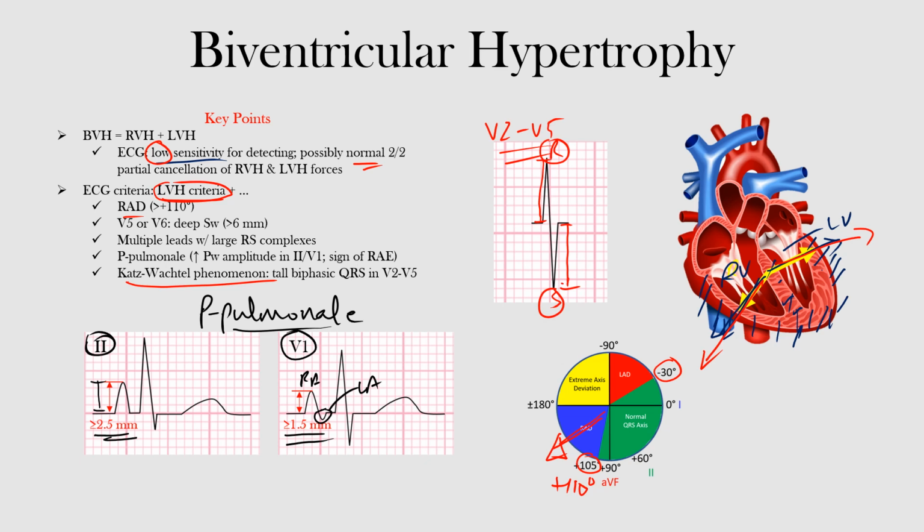We also said P pulmonale, which is a sign of right atrial enlargement. If we have our right ventricle working harder, and if it gets stiffened, it may push blood and make the right atrium also enlarge. In that case, what we would see is this P pulmonale in lead 2 or V1. In lead 2, we would see at least 2.5 millimeters in our P wave amplitude, and then in V1, at least 1.5 millimeters in the height of that P wave, the initial portion of the biphasic P wave. And then lastly, we mentioned this cat's watchtail phenomenon, often seen in children with large ventricular septal defects, where we see tall biphasic QRS complexes in those mid-precordial leads from V2 all the way up until V5.